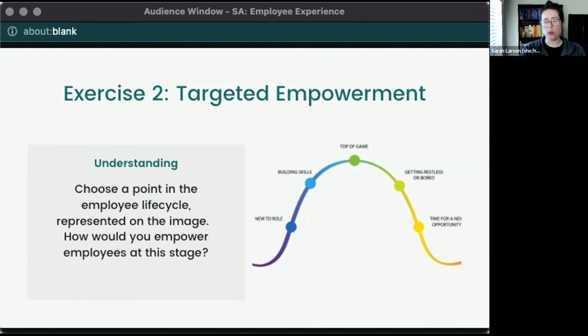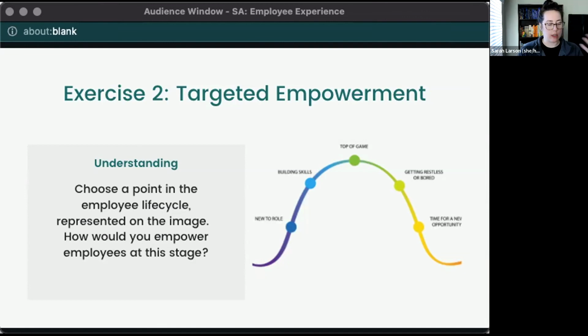So Morgan will put more details in the chat. The breakout is going to be 12 minutes. We can do 15. That might be better. Morgan, let's do 15 minutes. Thanks for asking. And so what this is going to look like: breakout rooms 1 and 2, you're going to do new to role. Breakout rooms 3 and 4, you're going to do building skills. Breakout rooms 5, 6, and 7, you're going to do top of game. Breakout rooms 8 and 9, getting restless or bored. And breakout rooms 10 and 11, you're going to be doing time for a new opportunity.